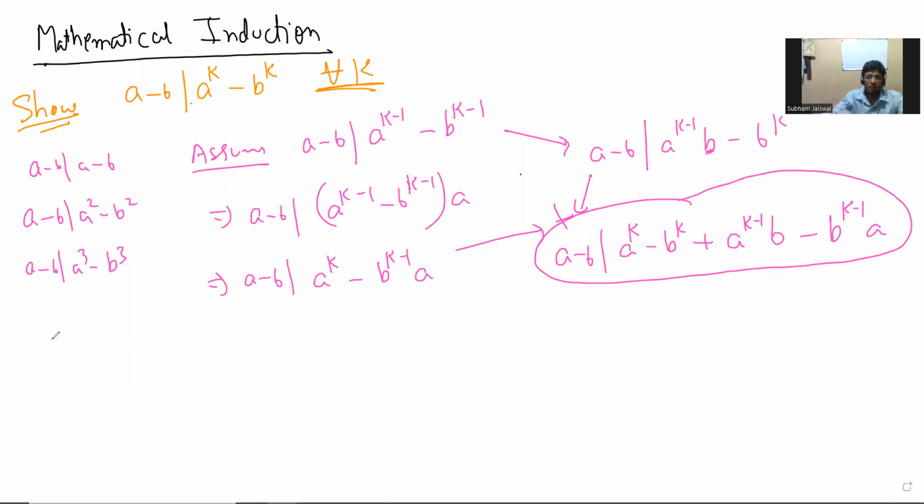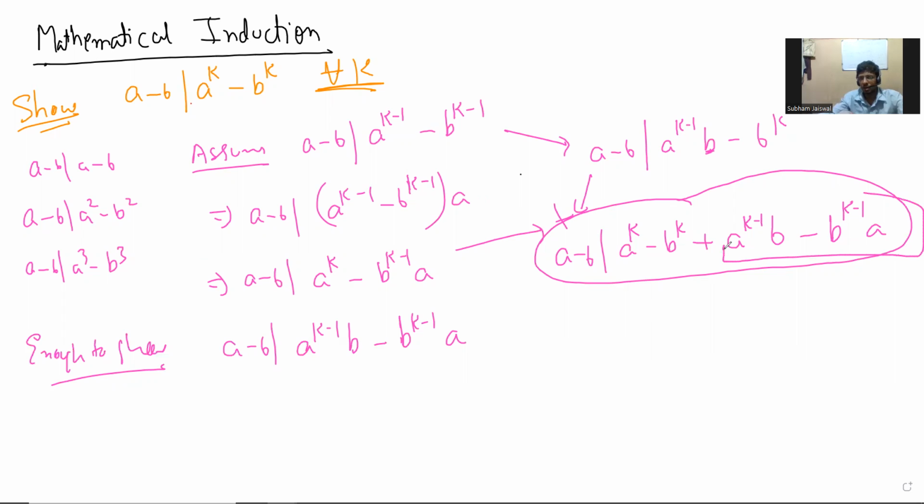Well, it is just enough to show that the other part is divisible. It's in fact equivalent to showing that the other part is divisible by a minus b. You guys agree, right? If I can show that this is divisible by a minus b, the whole thing is divisible by a minus b, so the difference is also divisible by a minus b, right? What else? So why is this true? Think.